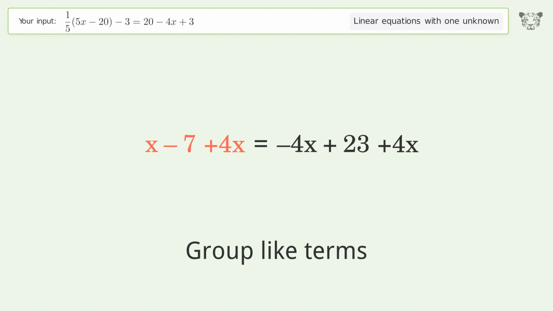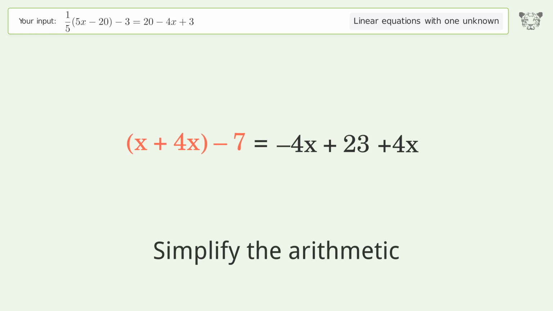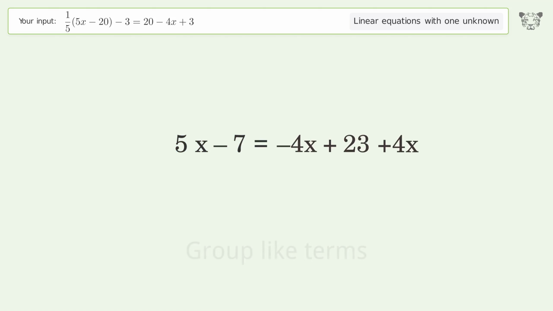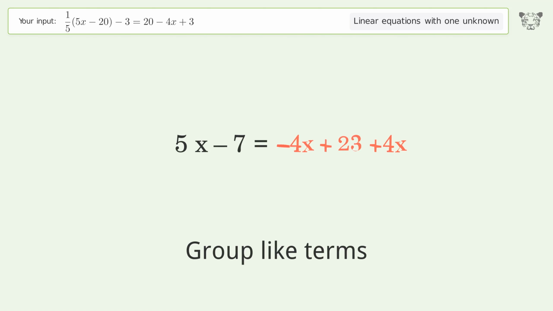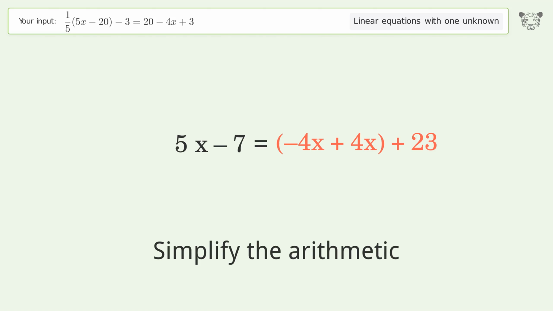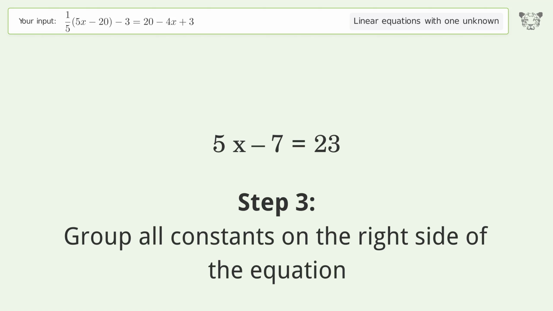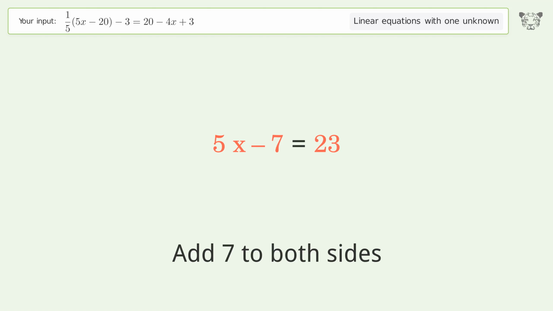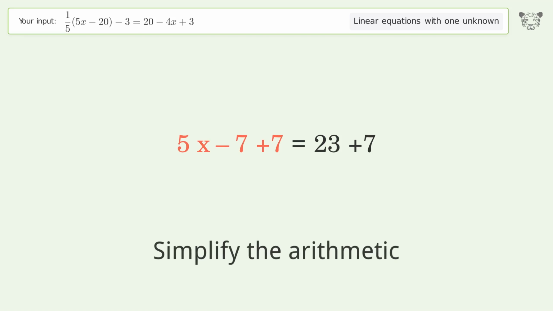Group like terms. Simplify the arithmetic. Group like terms. Simplify the arithmetic. Group all constants on the right side of the equation. Add 7 to both sides. Simplify the arithmetic.